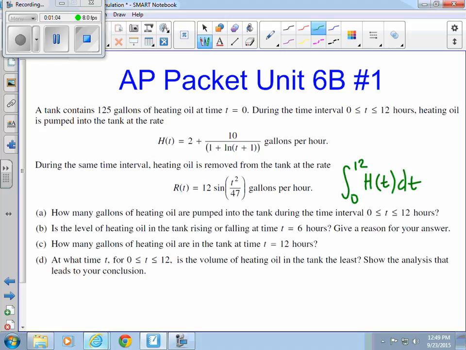Has anyone got that answer yet? 70.57 plus. Very good. Any questions about that? Good so far? The level of heating oil in the tank is rising or falling at T equals 6? Give a reason for your answer.